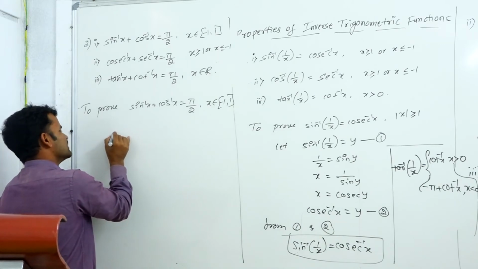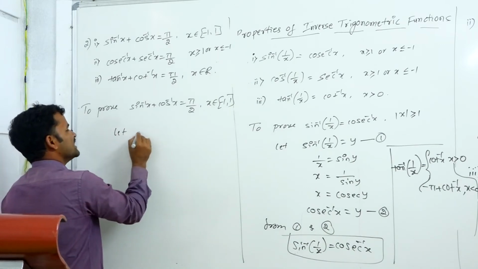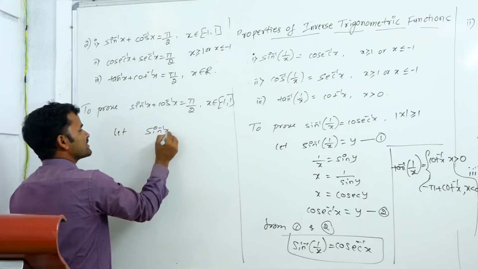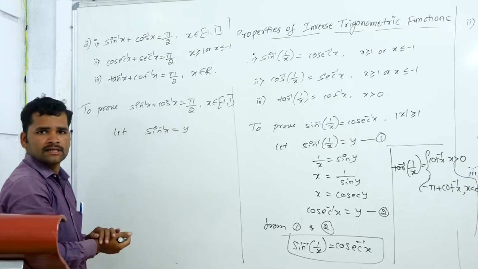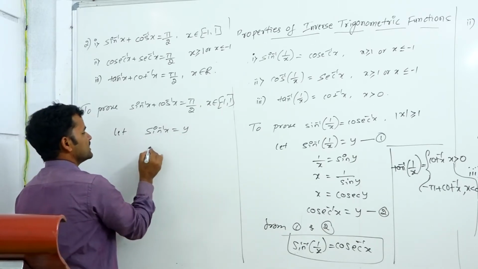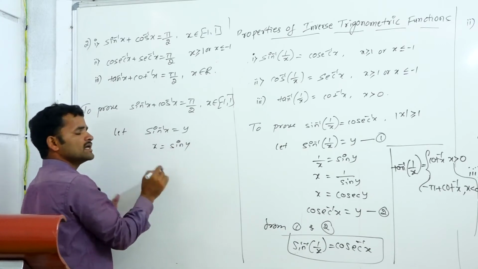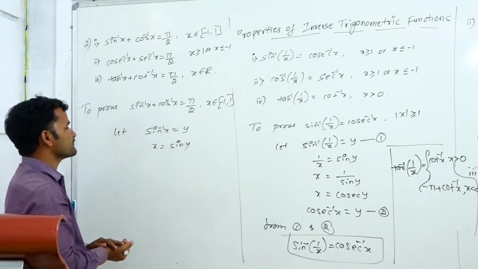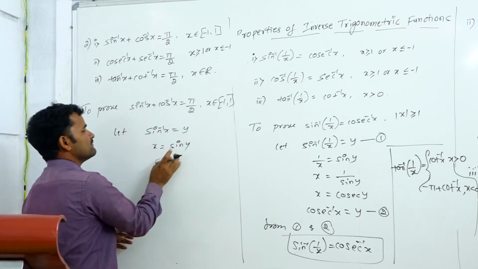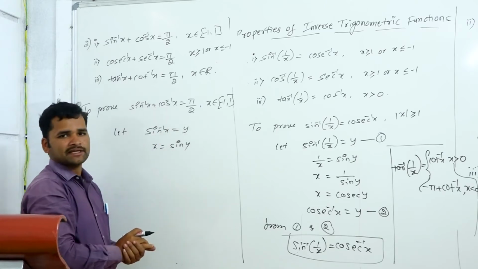To prove this, very simple. What you do? Let sin inverse of x be equal to y. This implies, according to the definition of inverse trigonometric functions, x is equal to sin y. See, x is equal to sin y we got. We need one cos here.